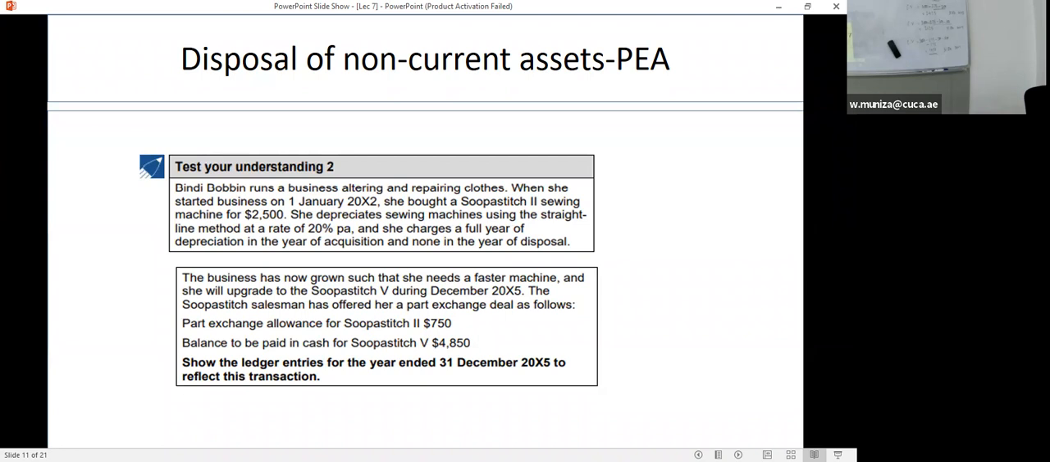When we purchase an asset, what is the accounting entry? No, when we purchase an asset. Debit will be non-current asset account.